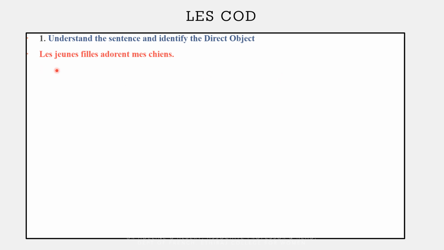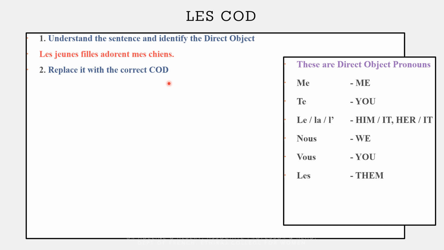Example, les jeunes filles adorent mes chiennes. The young girls, the girls. Subject, love, verb. Mes chiennes, my dogs. Object. Subject, verb, object. Alright, next rule. Replace the direct object with the correct pronoun. COD means direct object pronoun. So these are your pronouns. I kept them with the slide at the side.